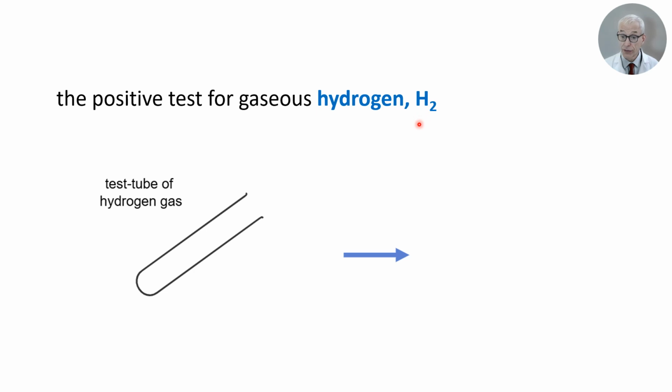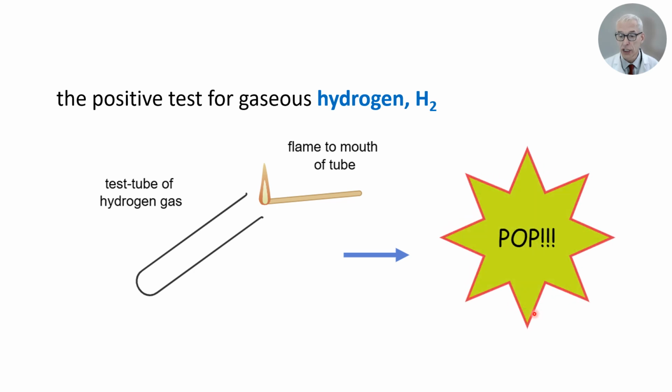The test for hydrogen. So take a test tube of hydrogen. Do you recall the test? Okay, well, I'll tell you what it is. You place a flame to the mouth of the tube. And of course, you get the distinctive hydrogen squeaky pop.